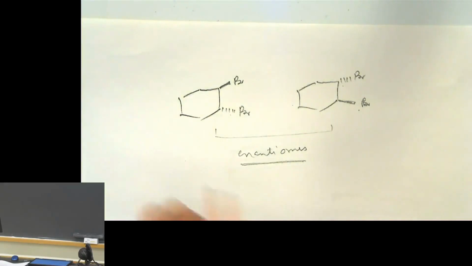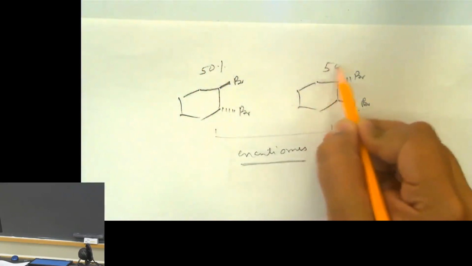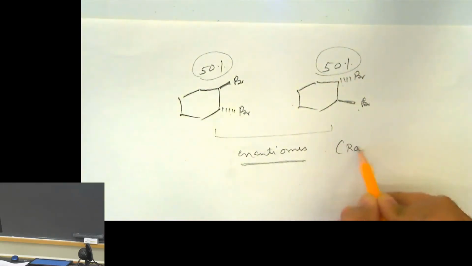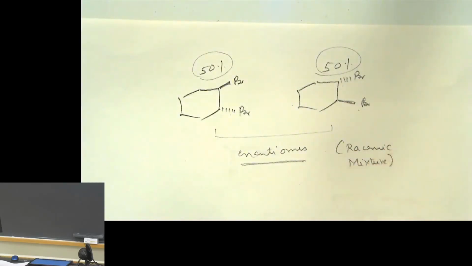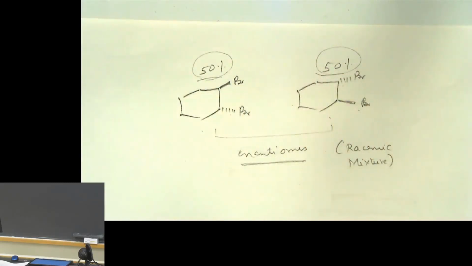And keep in mind, you're going to form equal amounts of these. You're going to form 50% of this molecule and 50% of this molecule. Now, a mixture of product containing equal amounts of both the enantiomers is called a racemic mixture. So this reaction is going to result in a racemic mixture because you're forming equal amounts of the enantiomers. And keep in mind, a racemic mixture will behave achiral because it has equal amounts of the enantiomers. All right?